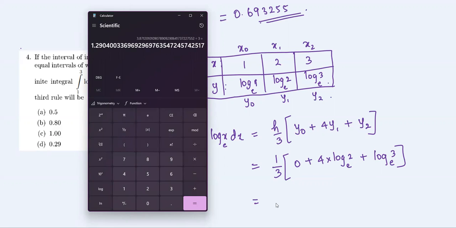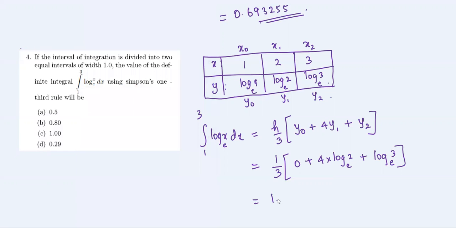Somewhere we made an error. No, the correct answer is 1.29. Correct. This is 1.29. The option printed here is wrong. This is the correct answer.